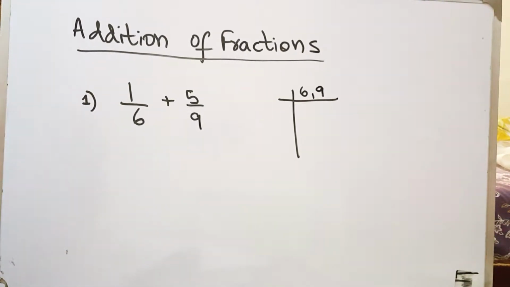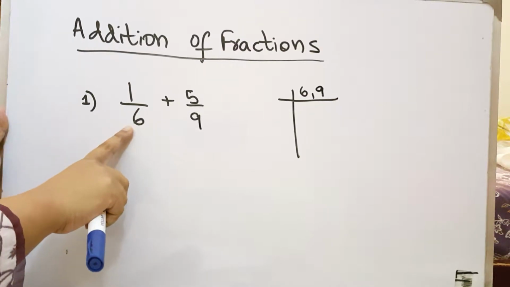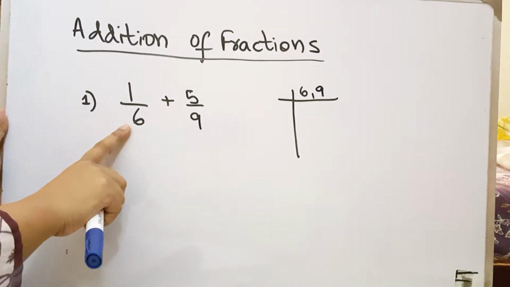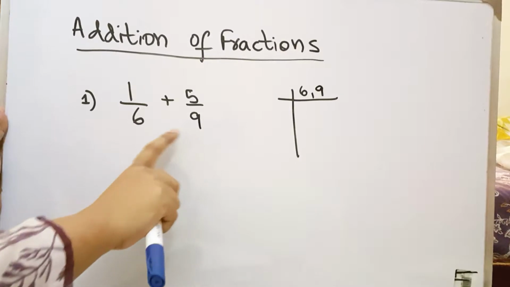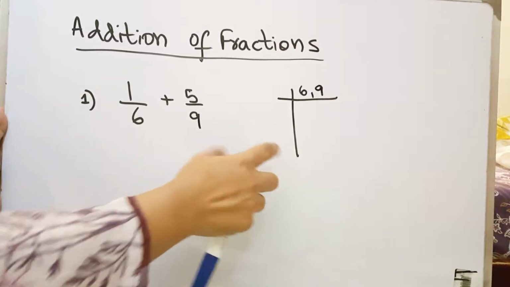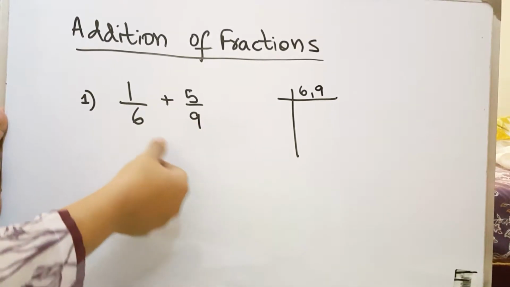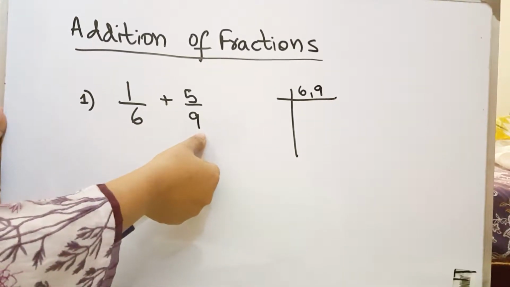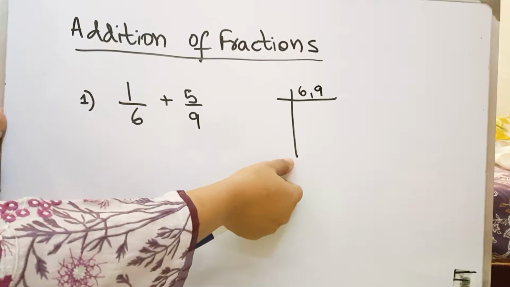What is a denominator? The number given below in a fraction is called a denominator. Here the denominator is 6 and here the denominator is 9. Since these two numbers are not same, we will have to use an LCM method to come up with a single number which can be rewritten in place of these two numbers. So let's first of all see how you find the LCM of 6 and 9.